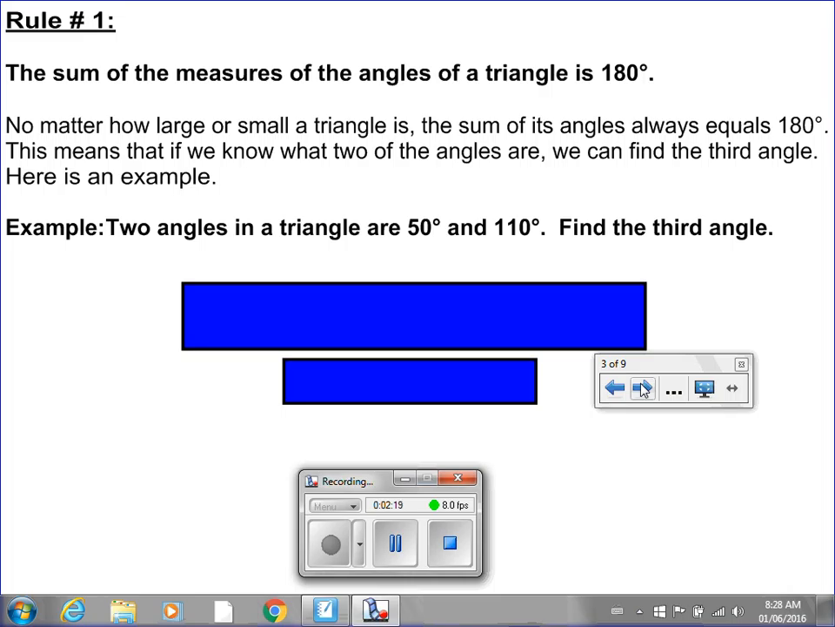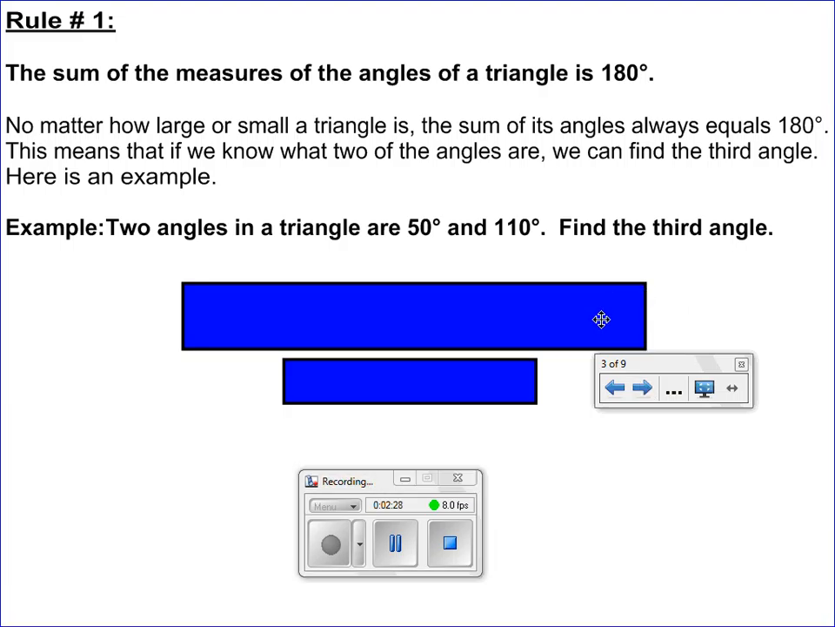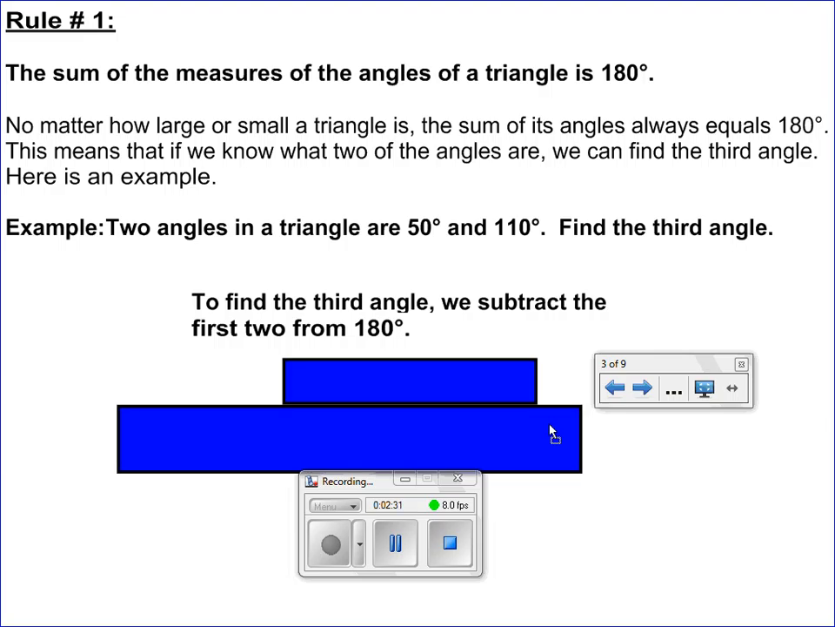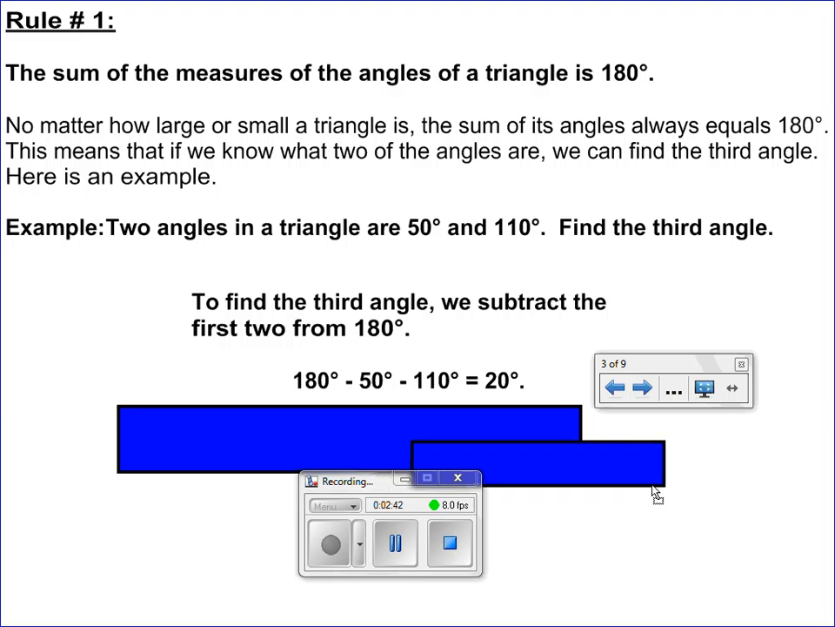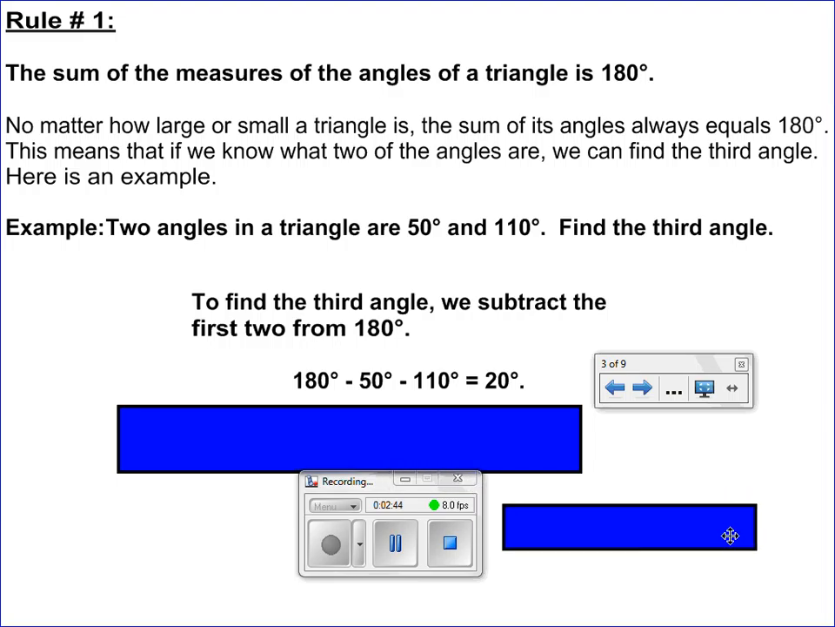2 angles in a triangle are 50 degrees and 110 degrees. Find the third angle. So here's what I would do. To find the third angle, we subtract the first 2 from 180. So we can say 180, take away 50, take away 110 degrees is 20 degrees. I've seen other people say, add 50 and 110, that gives you 160. 180, take away 160 is 20. That method works as well. Either way, you still get 20 degrees.